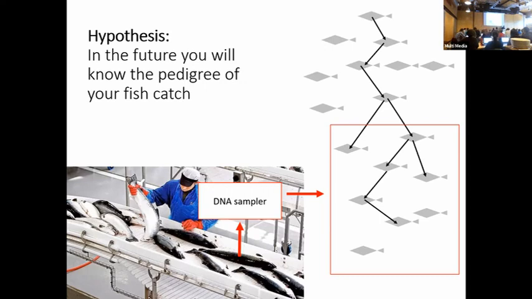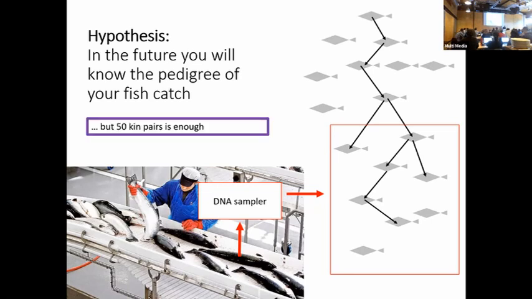But anyway, this is the reason why I'm thinking close kin will be important. But you don't have to wait until 2050. People are doing it today. And all you need as a rule of thumb is that you need to have 50 close kin pairs in your sample. If you have that, you will get a reasonable precision of your population estimate.